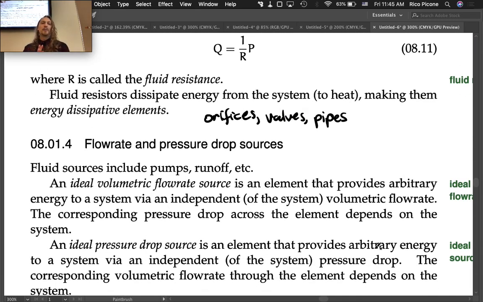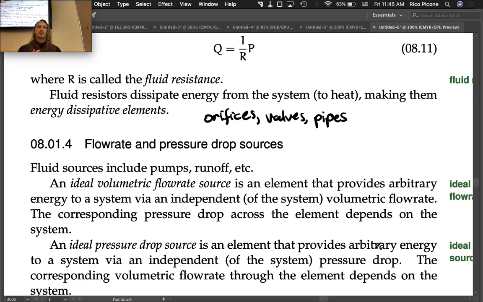So flow rate and pressure drop sources. Fluid sources include pumps, runoff, etc. So that's one of the things that we'll do in the model. What would a volumetric flow rate source be, or what would a pressure source be? Sometimes a pump can be modeled as a volumetric flow rate source, and sometimes a pump can be modeled as a pressure source. It just depends on the situation, the type of pump you have, and how it's operating.